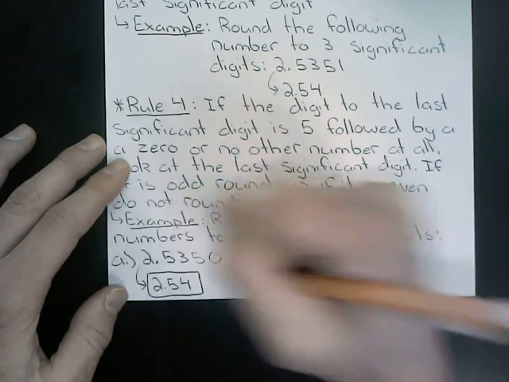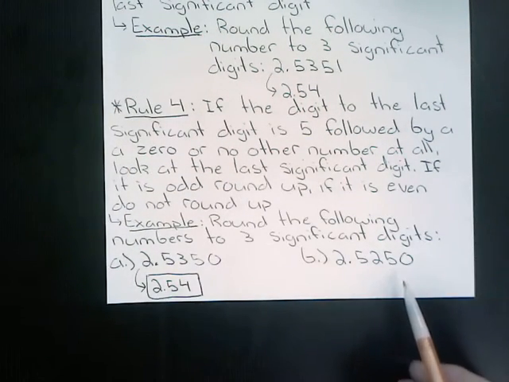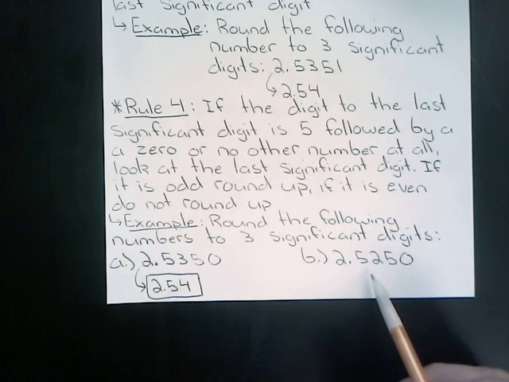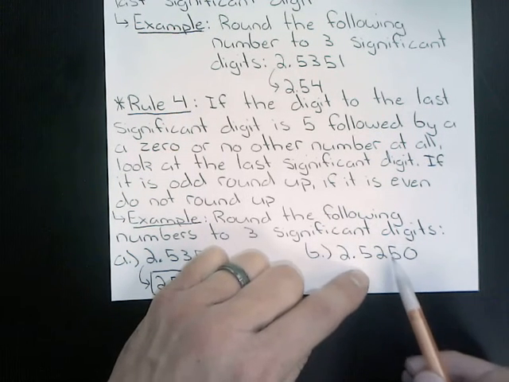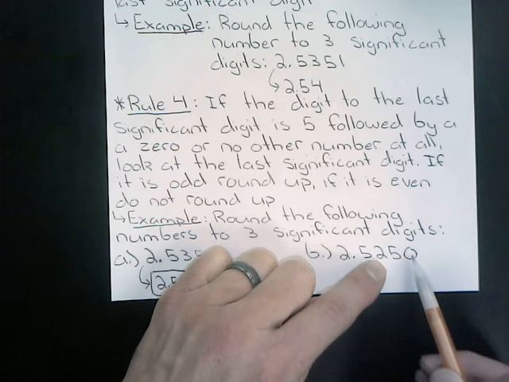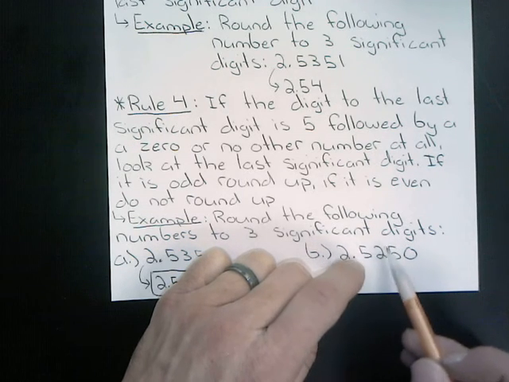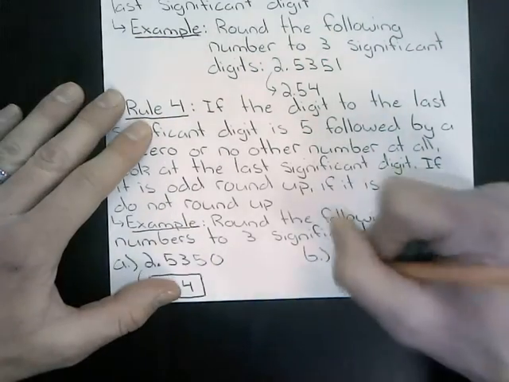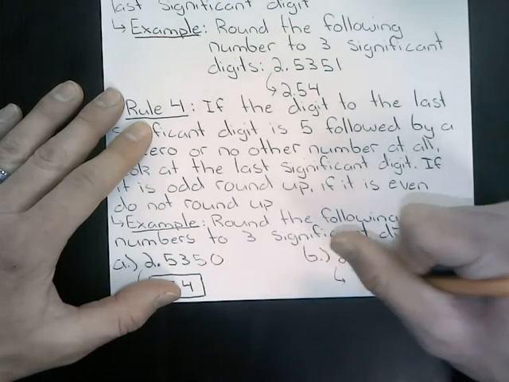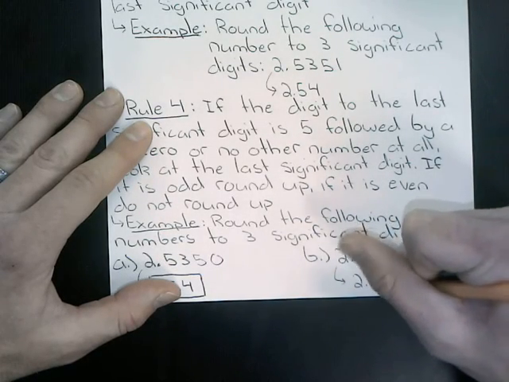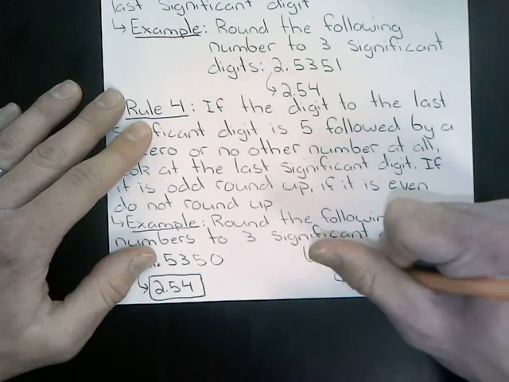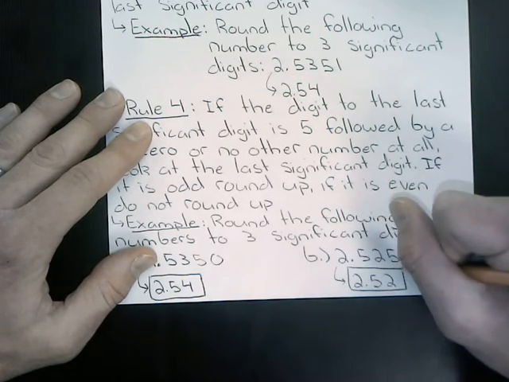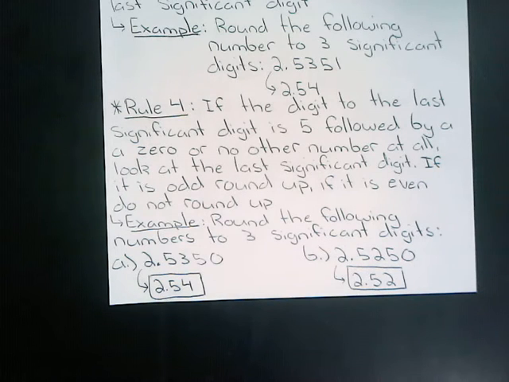Now let's look at a very close number here. We have 2.5250. We want to round it to 3 significant digits. Again, we have exactly 50, but we have to look at the last significant digit, which is a 2. So because that is a 2, it says do not round up. So this would become 2.52. Okay? I know these rules are a little bit confusing and a little bit tedious, but we will go through some practice that will help establish a little bit more comfortability using our significant digit rules.